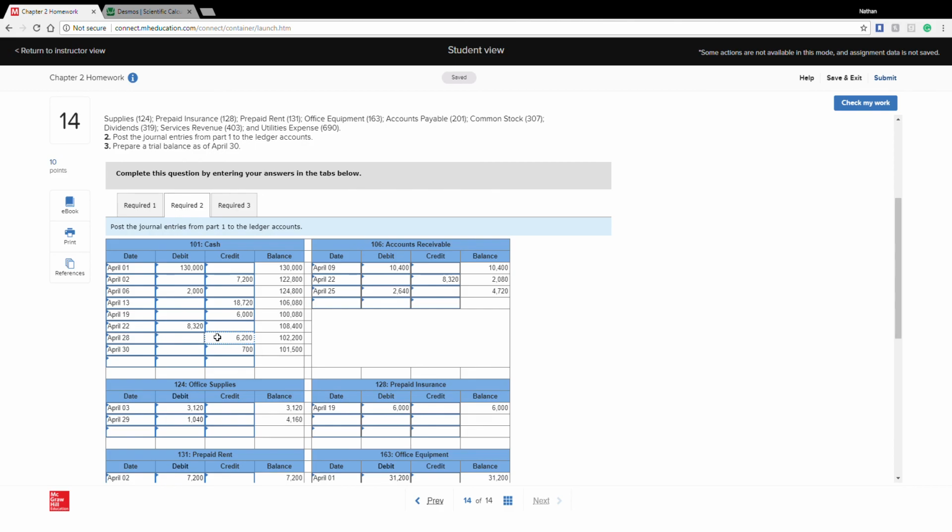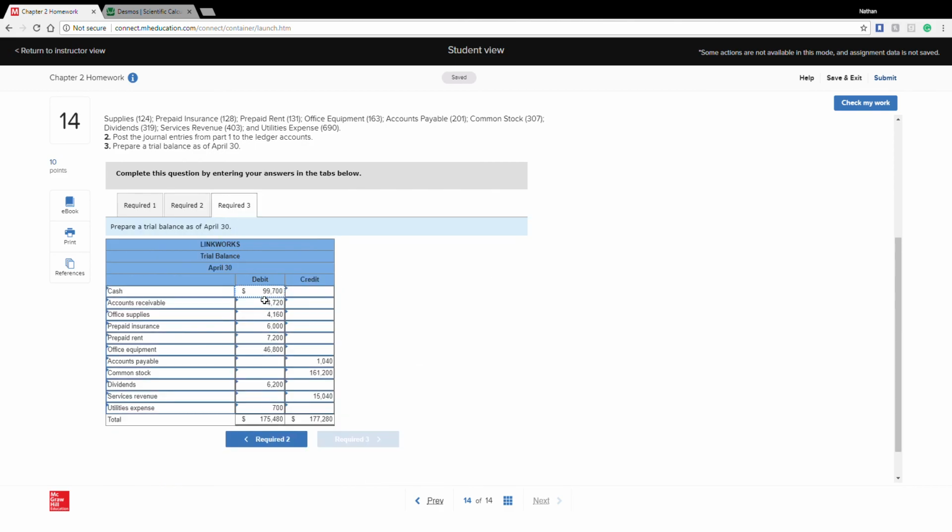Usually with accounting, I would strongly suggest to do this. If somehow this does not balance, instead of hitting check my work, you may want to just go double check yourself. Get used to that, because in accounting, in the real world, we don't have that good old check my work. And in the project, you don't have it either. So you may want to practice with it already.